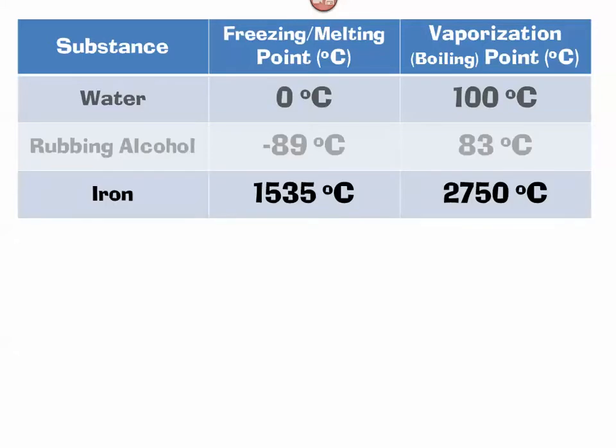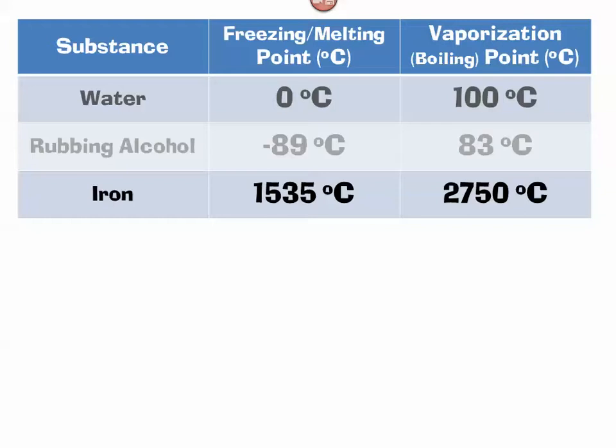Iron, for instance. Obviously, you got to get iron pretty darn hot to get it up to its melting point, 1535 degrees Celsius. Woo. And to get it to actually vaporize and turn into an iron vapor, not just melted liquid iron, but a vapor, 2750 degrees Celsius. That is toasty.